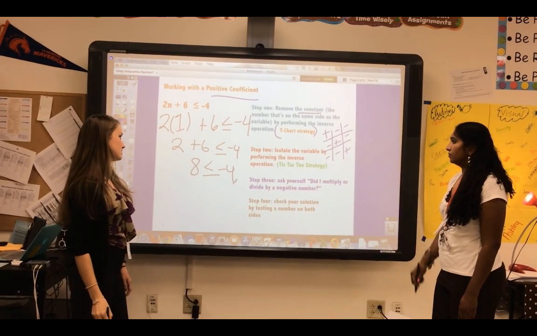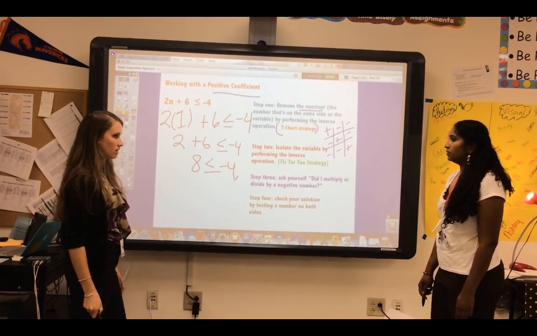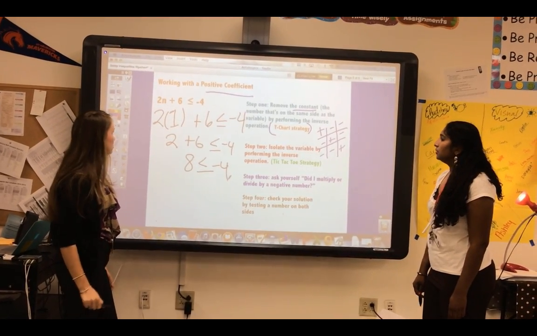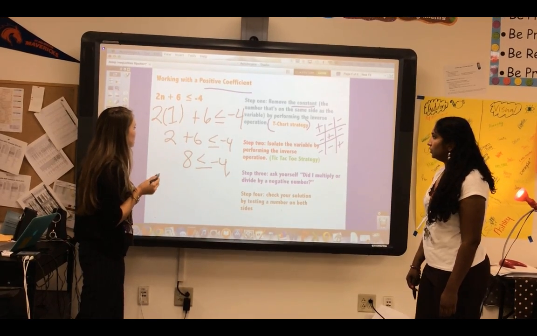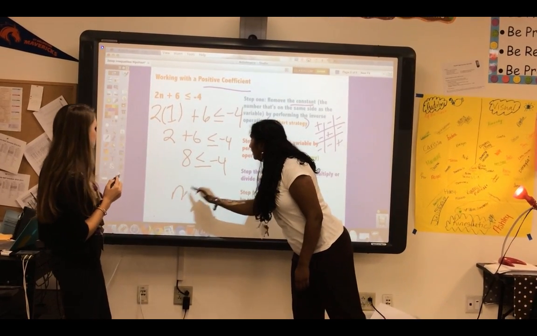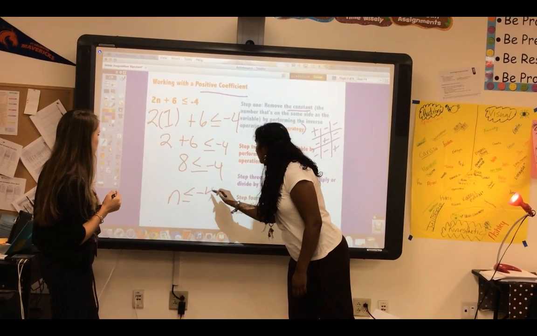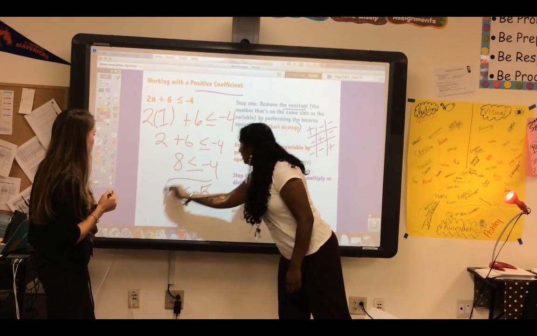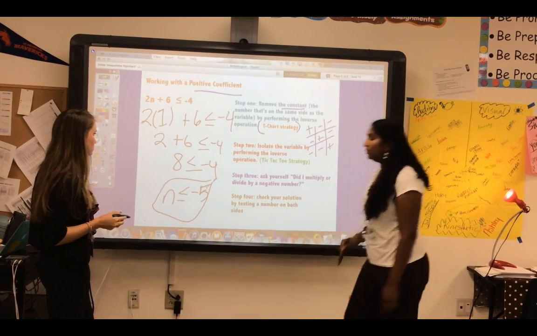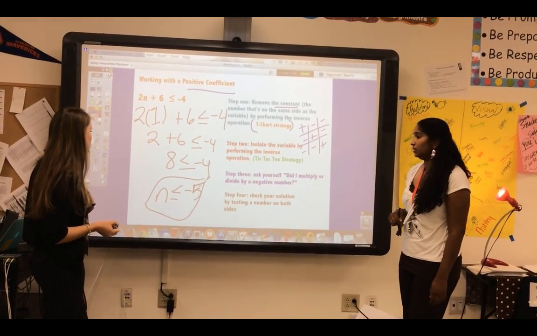It says 8 is less than or equal to -4. Well, that's not right. 8's greater. So we know for sure that n has to be less than or equal to -5 as our answer. So whenever we find a solution and we test it, we need to make sure our number is less than or equal to -5.